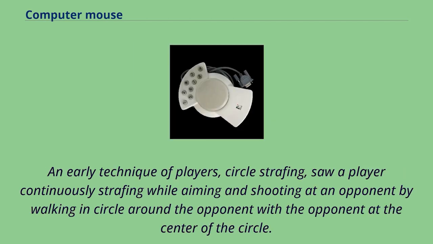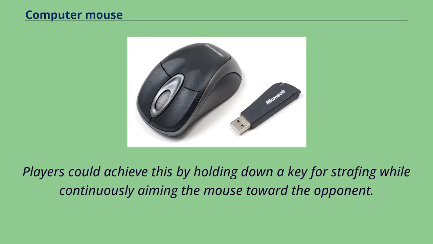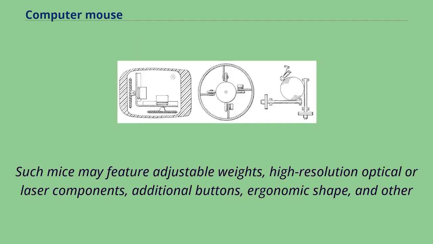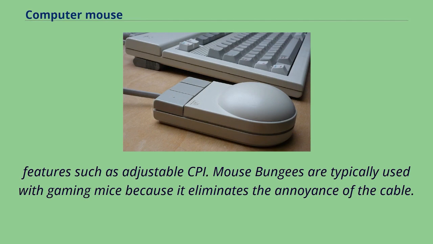Many games provide players with the option of mapping their own choice of a key or button to a certain control. An early technique of players, circle strafing, saw a player continuously strafing while aiming and shooting at an opponent by walking in a circle around the opponent with the opponent at the center of the circle. Players could achieve this by holding down a key for strafing while continuously aiming the mouse toward the opponent. Games using mice for input are so popular that many manufacturers make mice specifically for gaming. Such mice may feature adjustable weights, high-resolution optical or laser components, additional buttons, ergonomic shape, and other features such as adjustable CPI. Mouse bungees are typically used with gaming mice because it eliminates the annoyance of the cable.